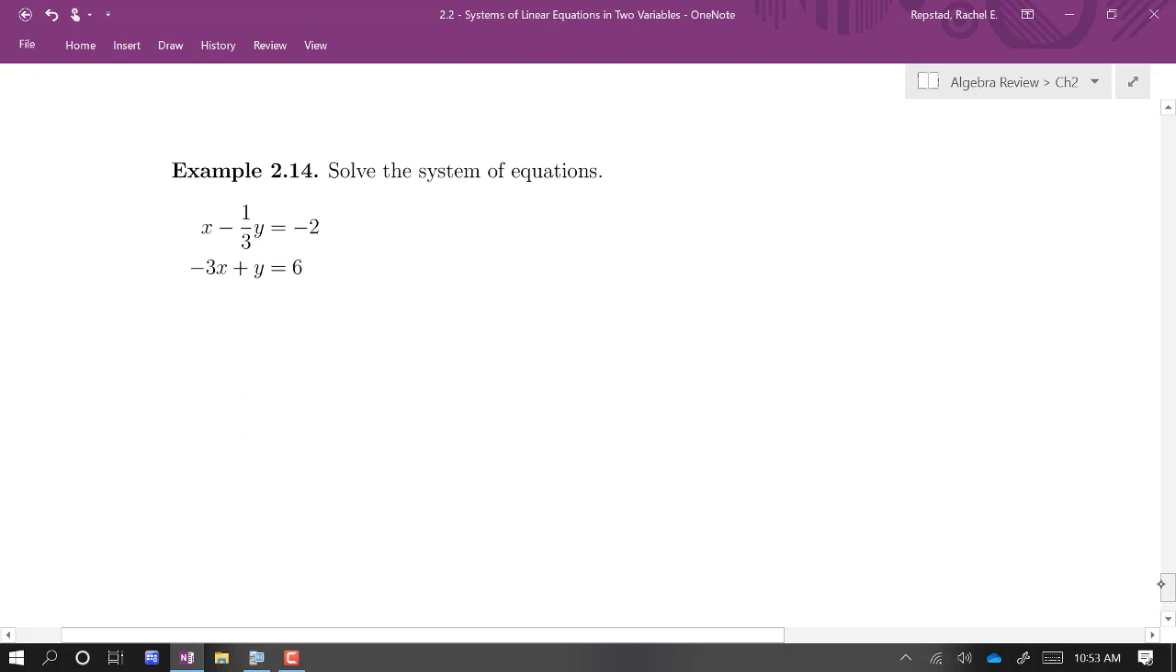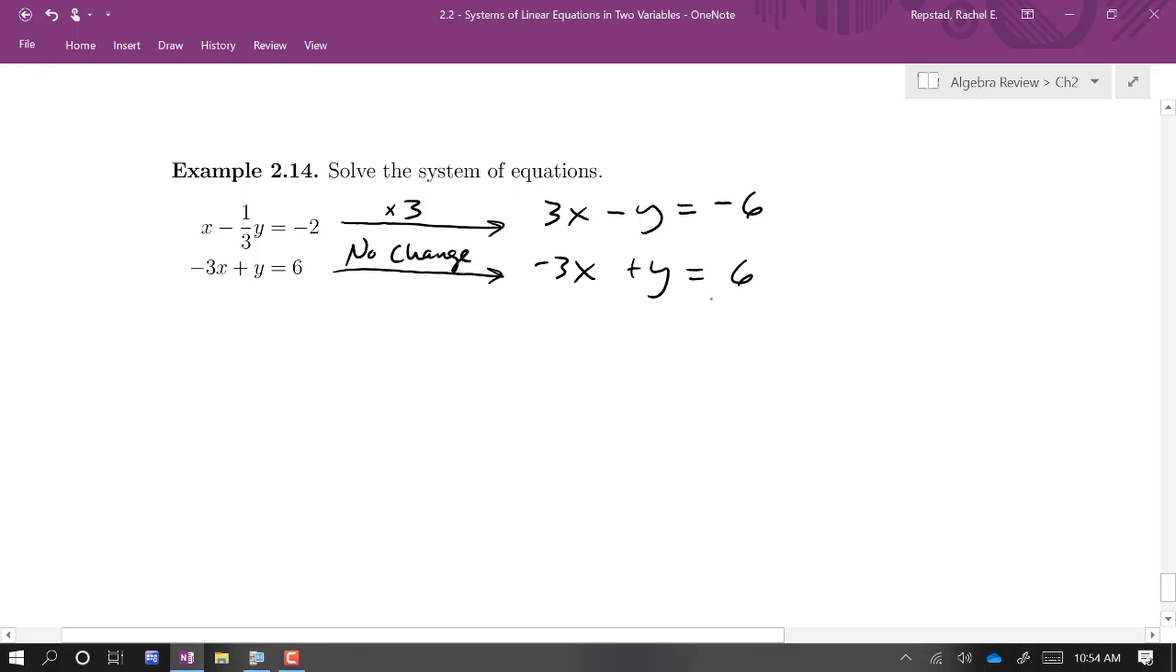Let's try another one. Let's say we want to solve this system of equations. Again, I'm going to use elimination by addition. So if I wanted to eliminate the x's, I'm going to multiply that top equation by +3, and I'm going to not change the bottom one at all. So multiplying the top equation by 3 gives us 3x minus y equals -6. On the bottom, there's no change, so that's -3x plus y equals 6.